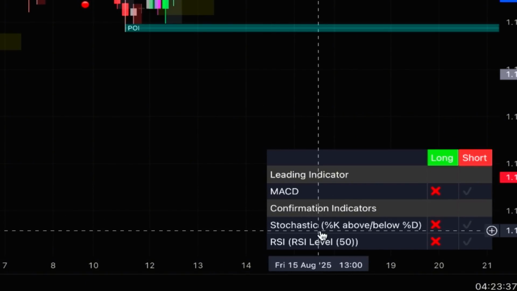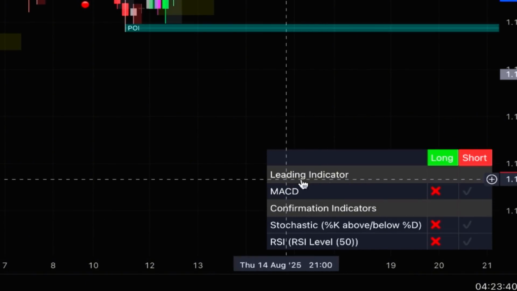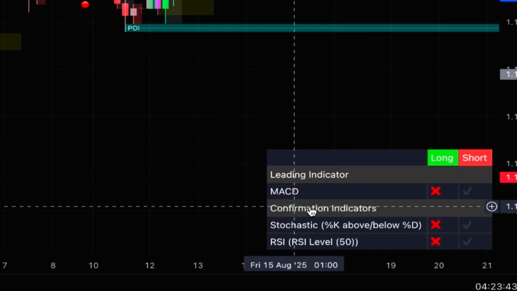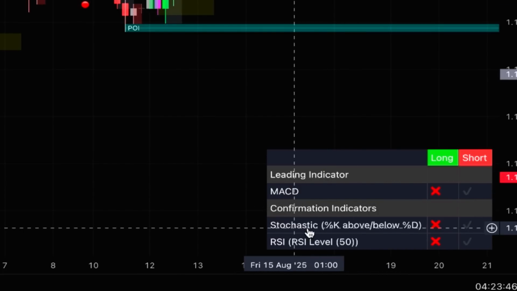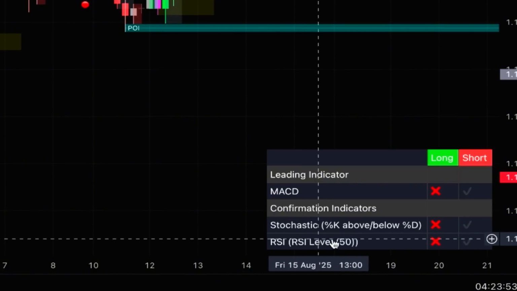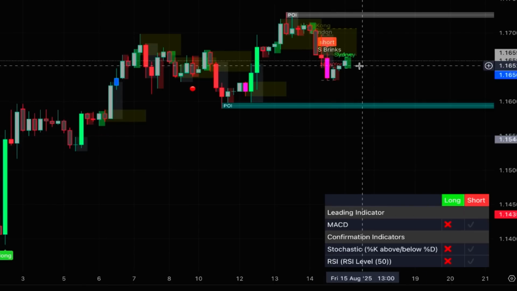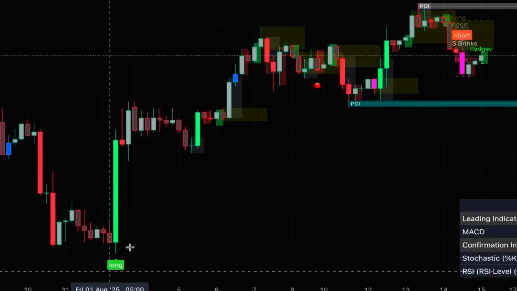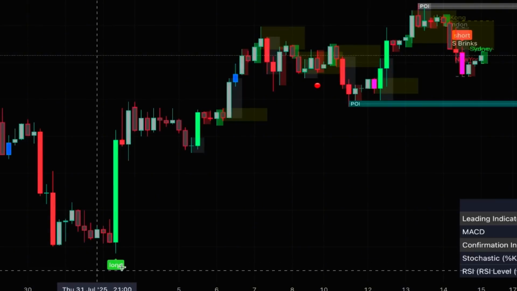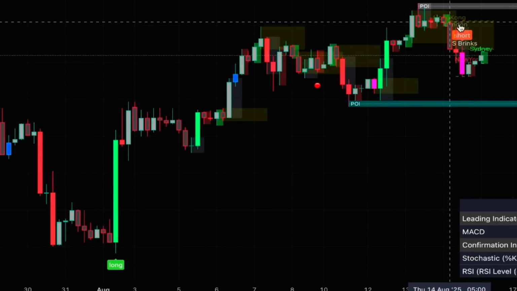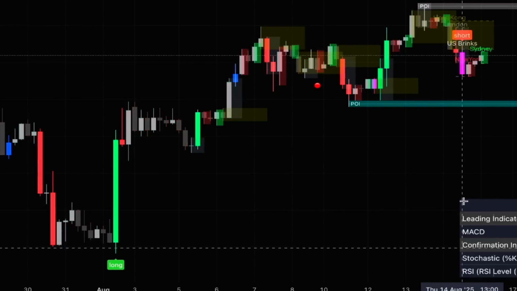Alright, now you can see that the table here is updated based on the indicators that we add for our trading strategy. You can see that we have MACD for our leading indicator, and after that for confirmation indicators we have stochastic and we have RSI, and this is the status based on the current price of the market. And when our indicators agree on a signal based on the condition that we defined, buy sell signals will be added to the price chart. For example, here you can see that we have a long position signal and here we have a short position signal based on our trading strategy.